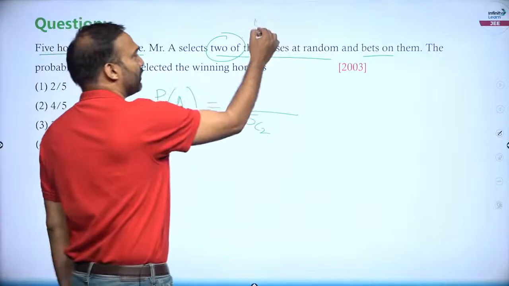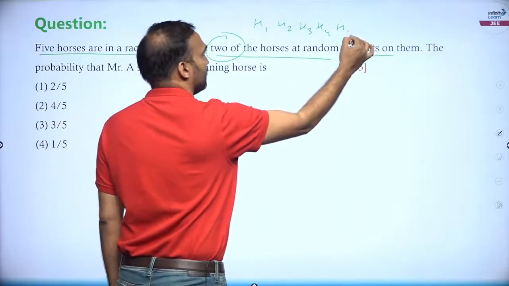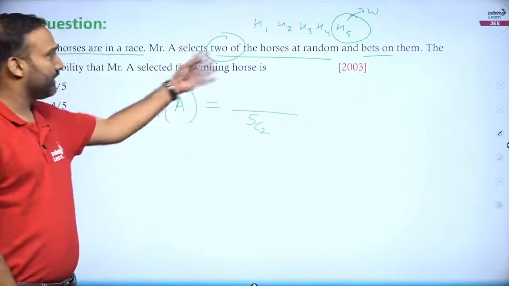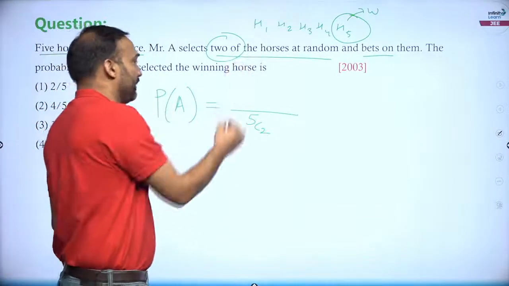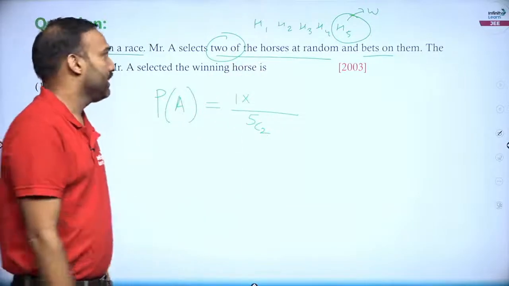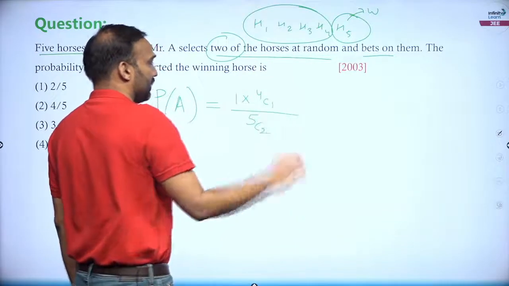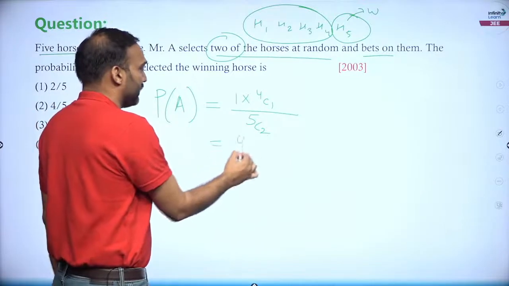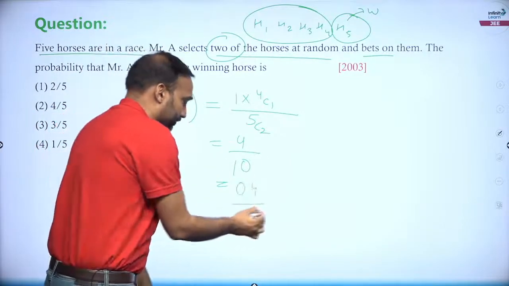Now he should get the winning horse. Out of the 5 horses, let's say H1, H2, H3, H4 and H5, let's say H5 is the winning horse. So when A selected 2 of the horses, one of them has to be the winning horse. The winning horse can be selected in only one way, right? That horse has to be there in our selection. Now out of the remaining 4, he needs to select 1 horse. That is your answer, simple. So 4C1 is 4, 5C2 is 10, 4 by 10 is 0.4.